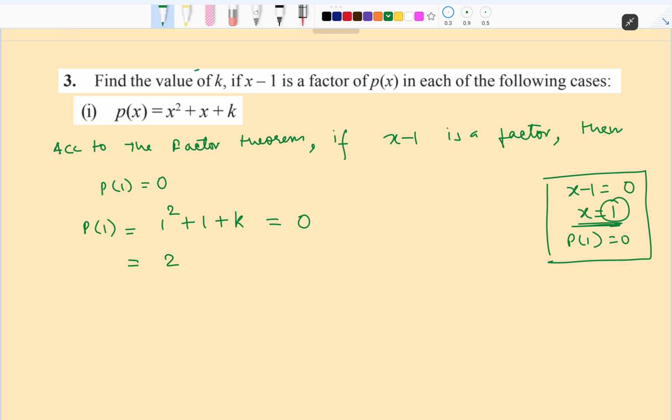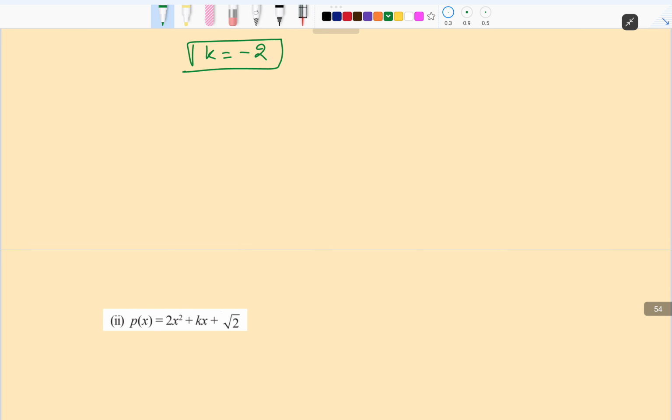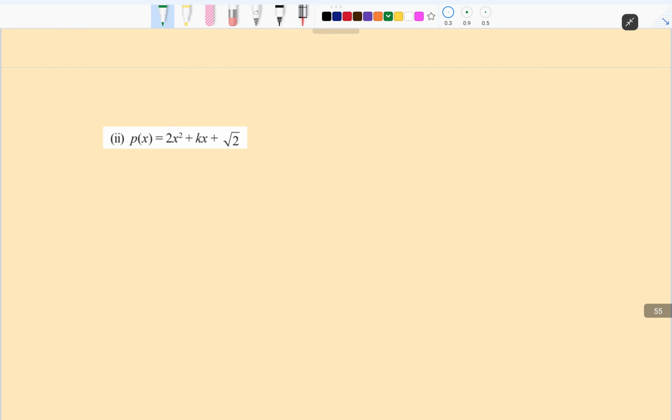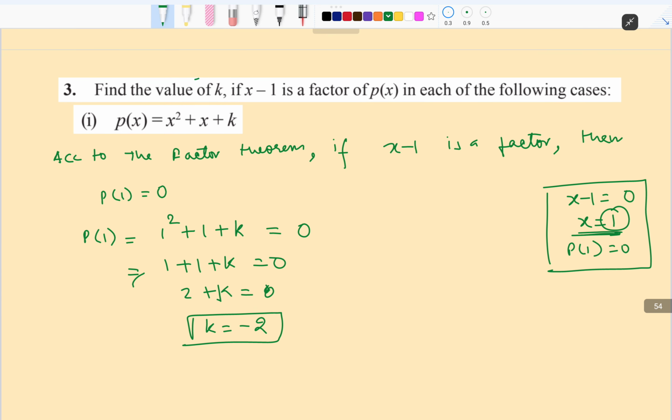So this is 1 plus 1 plus k is equal to 0, 2 plus k is equal to 0, so k is equal to minus 2, right? A very easy question, right? And these kinds of questions are generally asked. Again, same thing.